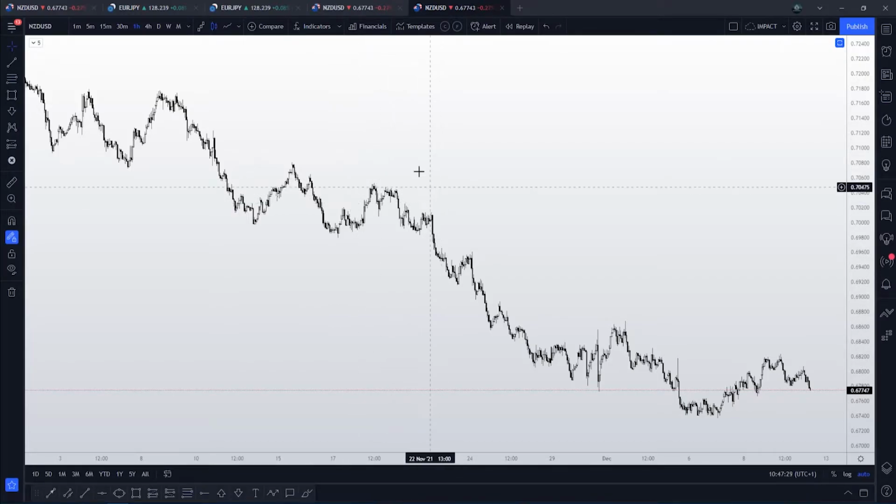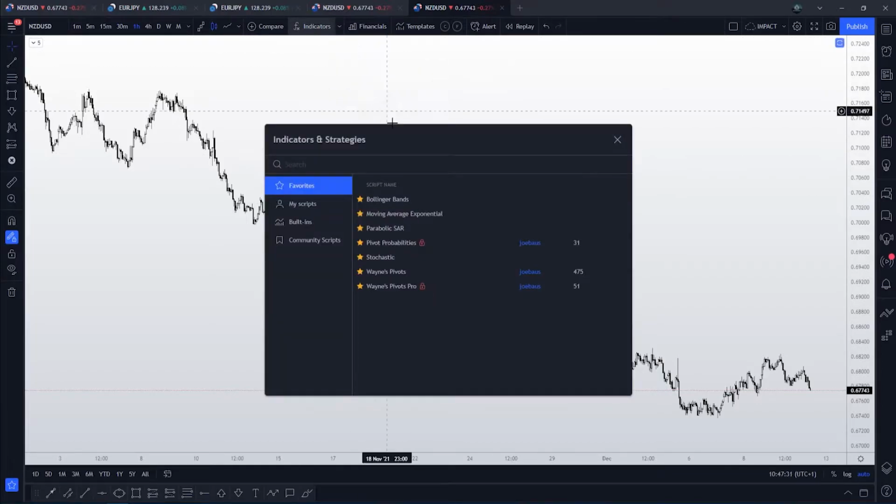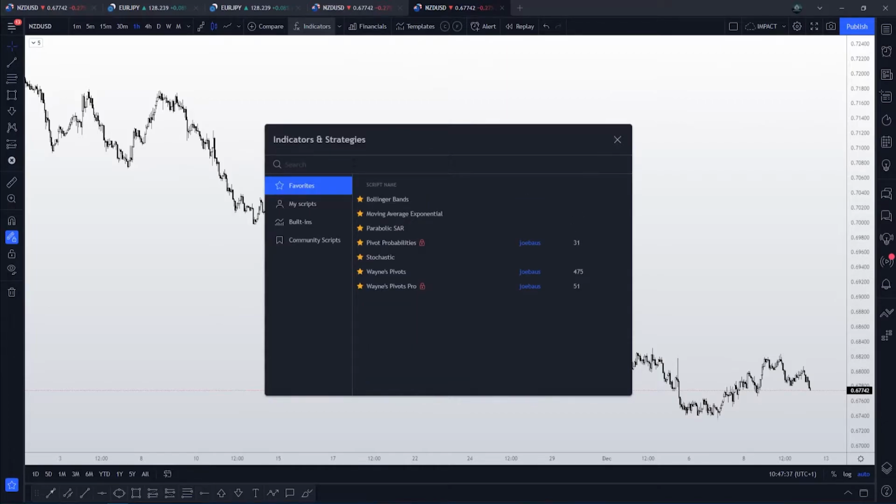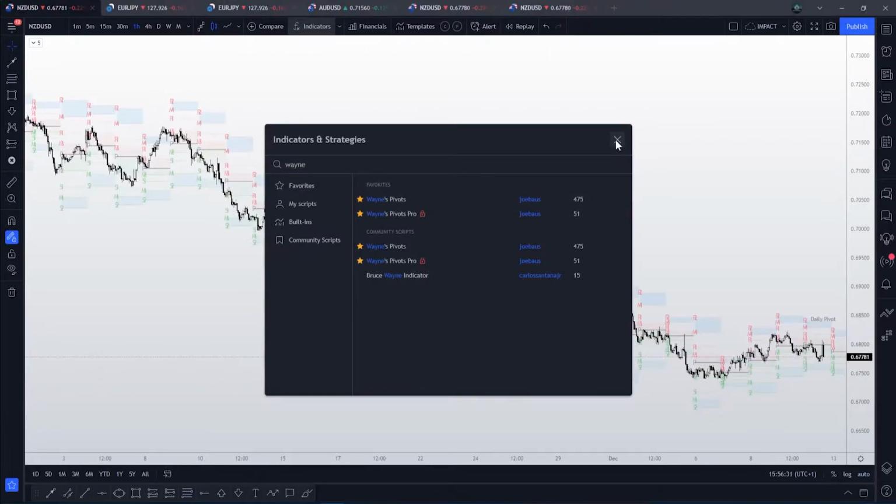So when you go to indicators and you search pivot points on TradingView, you don't just type in pivot points. The one we use is a custom-made indicator created by a guy named Joe, and he created the indicator for my mentor Wayne. So you type in Wayne's pivot points. Just type in Wayne and it will come up. For me again, it's selected as my favorite. Click on it and it will be added to your chart.